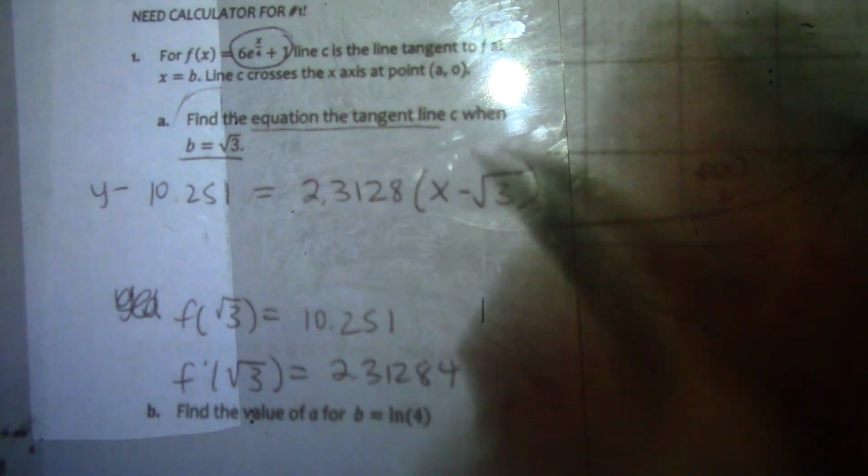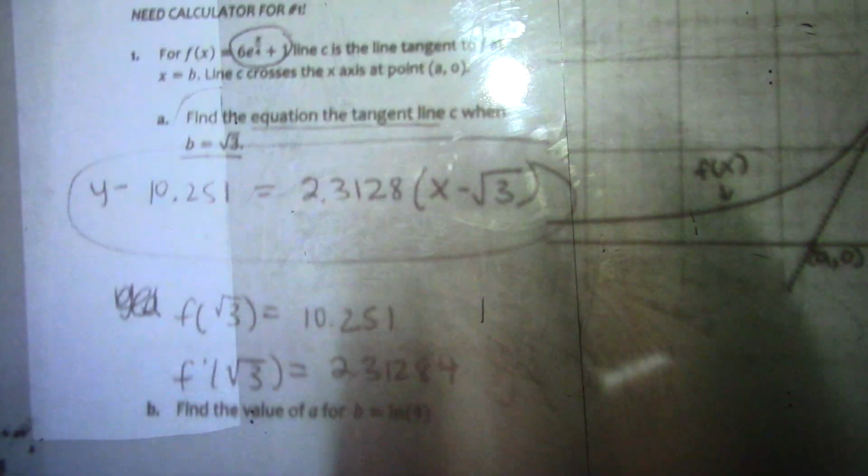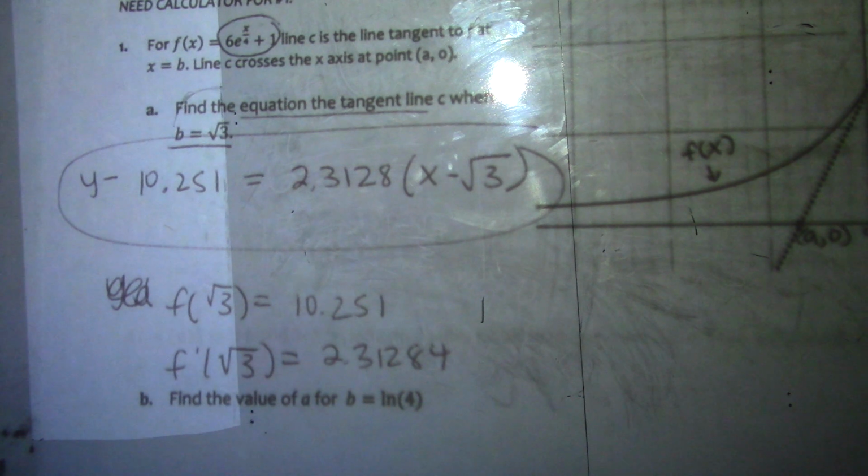And now we're just going to write our equation, y minus the y value equals the slope times x minus root 3. So that would be the equation of the tangent line. You have to put at least 3 decimals. If you do not put at least 3 decimals, you're going to get it wrong.